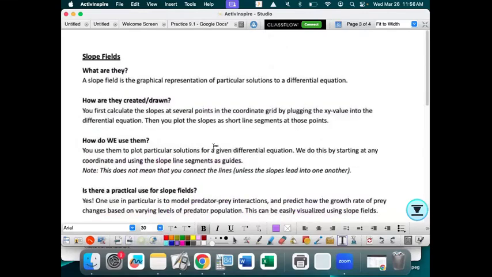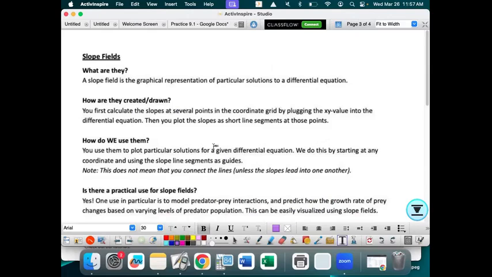All right. So slope fields, what are they? A slope field is the graphical representation of particular solutions to a differential equation. We already talked about that. How are they created / drawn? Again, already talked about it, but I'll read this. You first calculate the slopes at several points in the coordinate grid by plugging the xy value into the differential equation. Make sure, again, that dy dx is isolated. Then you plot the slopes as short line segments at those points. Keyword being short, you do not want to draw these too long, otherwise you will start having the wrong slopes in wrong areas, just because you might be infringing on some of the other coordinates nearby.